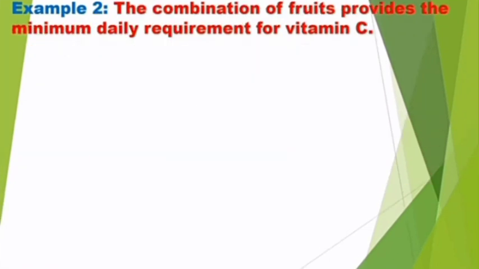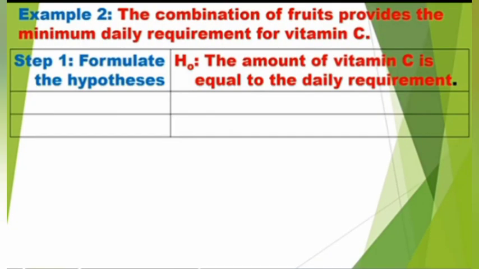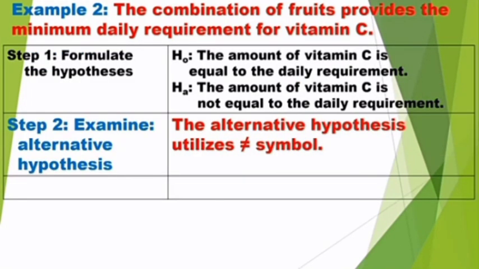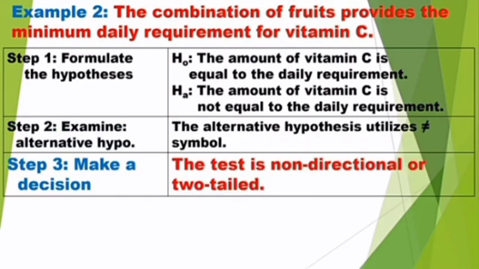Example 2. The combination of fruits provides the minimum daily requirement for vitamin C. The null hypothesis, H sub 0: the amount of vitamin C is equal to the daily requirement. The alternative hypothesis, H sub A: the amount of vitamin C is not equal to the daily requirement. Let us examine it, and we notice that it utilizes the not equal symbol. Because of that, the test is non-directional or two-tailed.